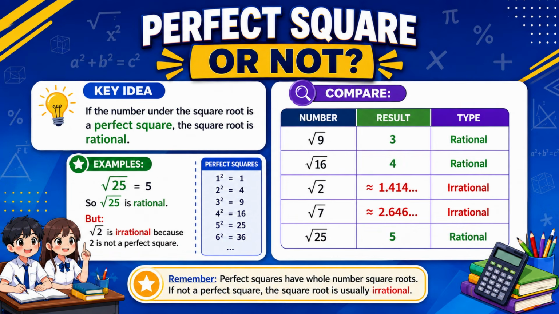Here is an important shortcut. For a whole number inside a square root, check whether it is a perfect square. If it is, the square root is rational. If it is not a perfect square, its square root is irrational.